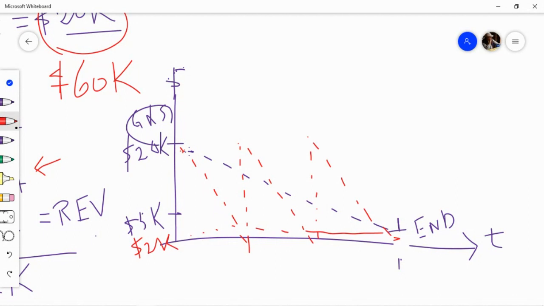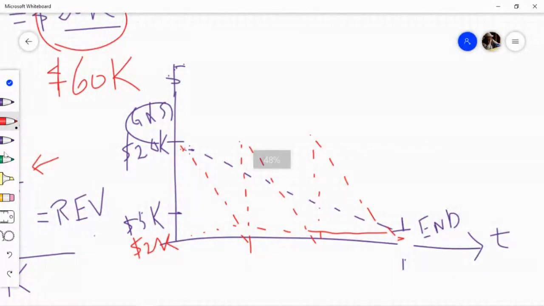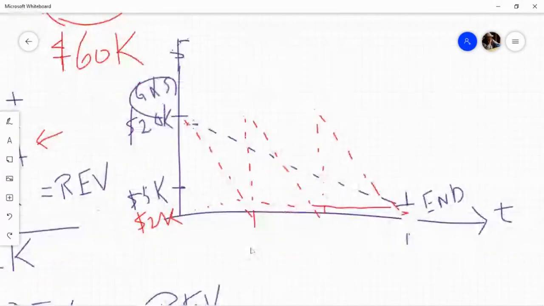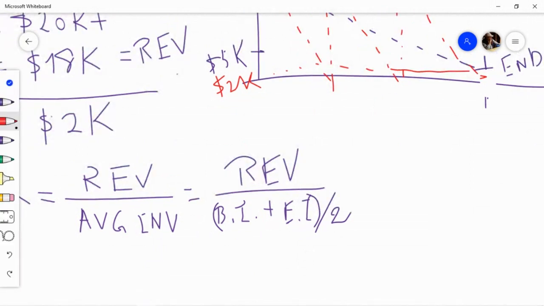Then this graph tells you clearly how many times the inventory turned over, right? 3 times. Why? Because with 20K, you couldn't meet the demand of 60K, so you had to reorder or replenish your stock or your inventory 3 times. Therefore, this will make sense, why the formula is like this. Revenue, this time we sold, where is it?